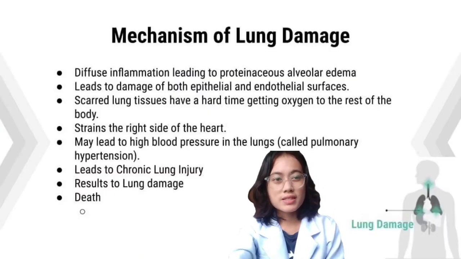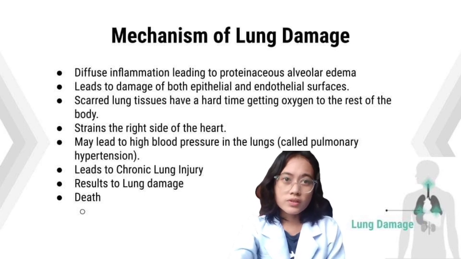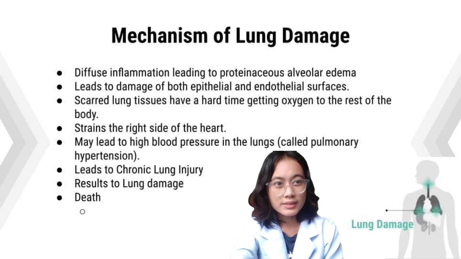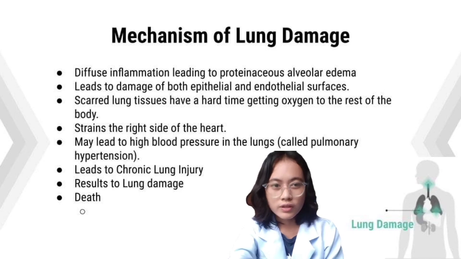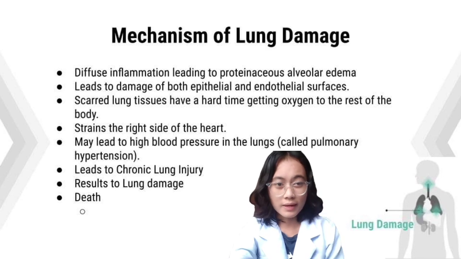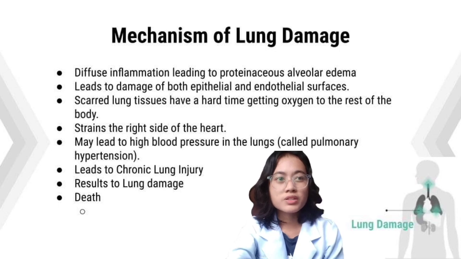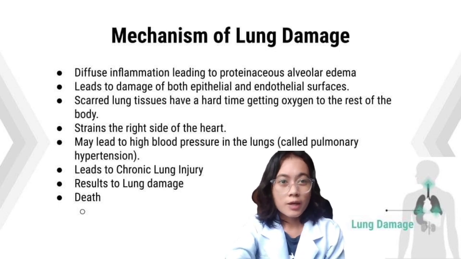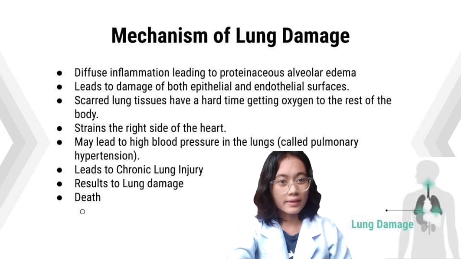Acute lung injury is a syndrome resulting from a variety of causes that involves diffuse inflammation leading to proteinaceous alveolar edema. The mechanisms involved in the injury are remarkably similar regardless of the underlying etiology, leading to damage of both epithelial and endothelial surfaces. Scarred lung tissue has a hard time getting oxygen to the rest of the body. This strains the right side of the heart. It may lead to high blood pressure in the lungs called pulmonary hypertension, and in severe cases, it can cause irreversible lung damage or even death.